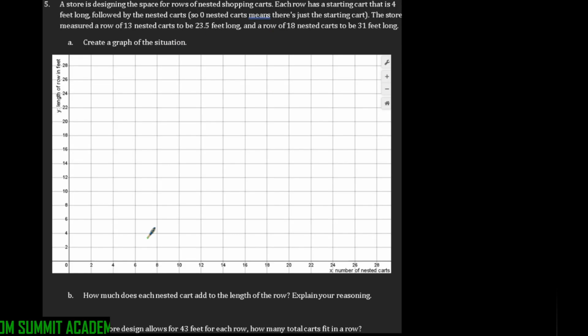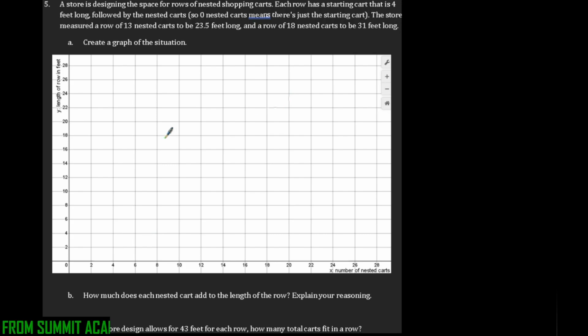And for the last one, it says a store is designing a space of rows for nesting shopping carts. Each row has a starting cart that is 4 feet long, followed by the nested carts. So that means 0 nested carts is just the starting cart. The store measured a row of 13 nested carts to be 23.5 feet long, and a row of 18 was 31 feet long. So what you can do, it says create a graph of the solution.